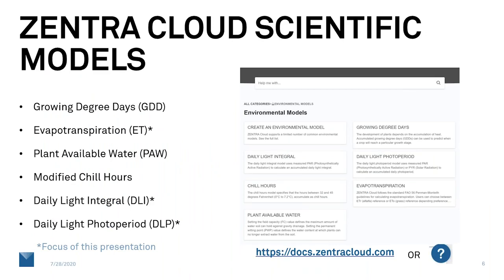But today we're talking about scientific models. Here are the current active ones in ZENTRA Cloud environment. While there are 6 models available, due to time restraints, I thought I'd talk about our most popular, Evapotranspiration, as well as our newest additions, Daily Light Integral and Daily Light Photo Period. I also want to point out that we have some great documentation for all of our models over at our help docs. The link is on the slide, or you can go to your resource center in ZENTRA Cloud, the question mark on the lower right-hand corner. Super easy to find.